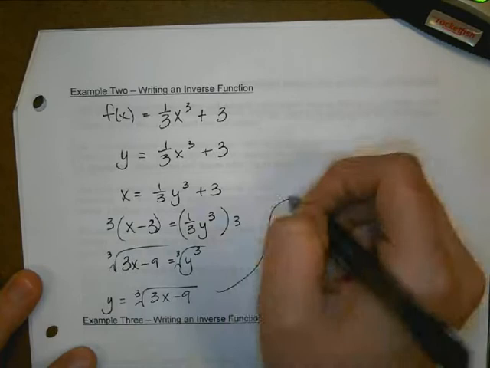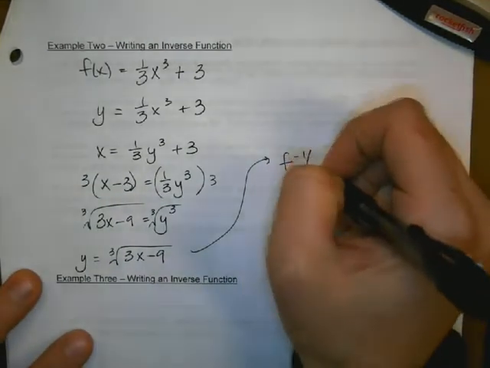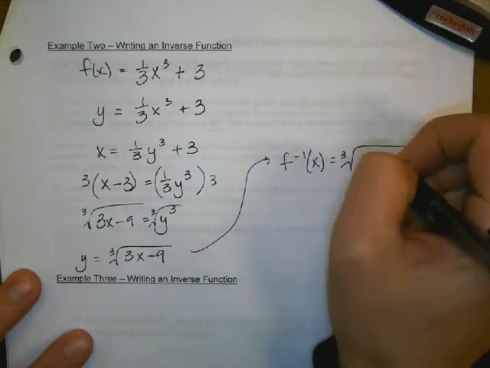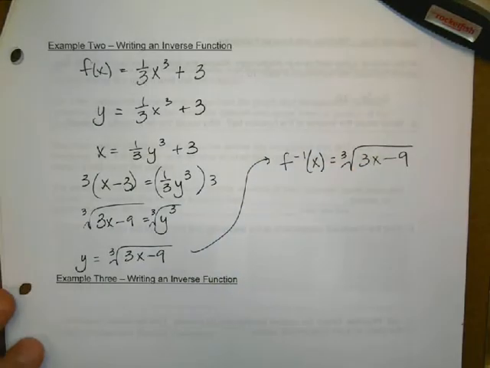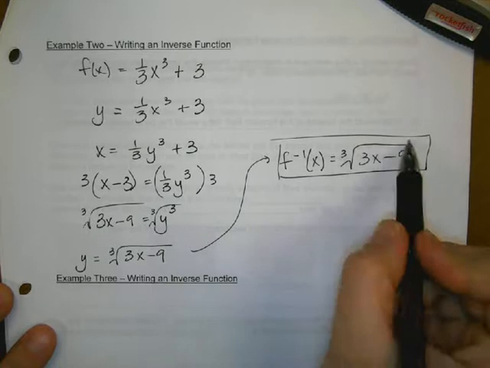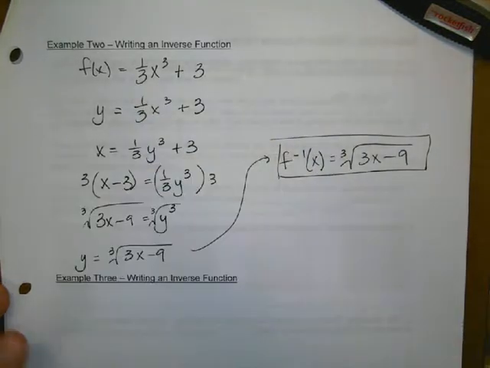And then to show that that's the inverse function, we usually write the notation f to the negative 1 of x equals the cube root of 3x minus 9. And then keep in mind what we were doing in class on Friday, that you can always double check your work by finding the composition. So if we were to plug this in for x, everything should cancel and you're just left with the variable. So keep that in mind.